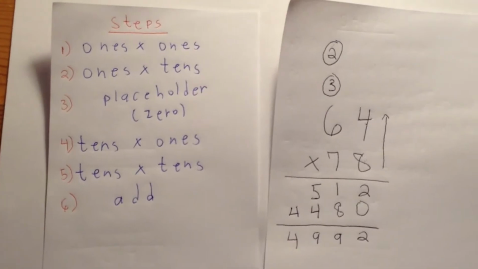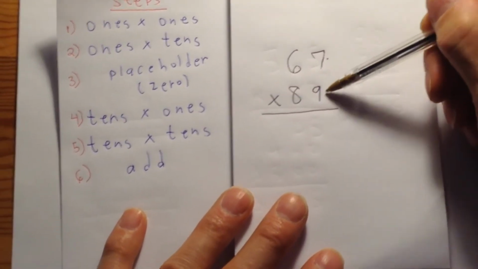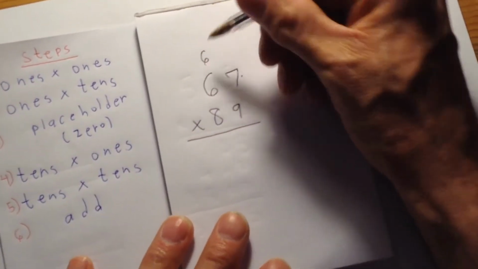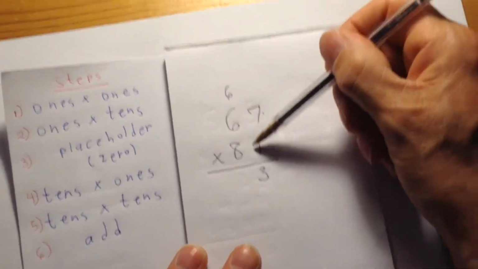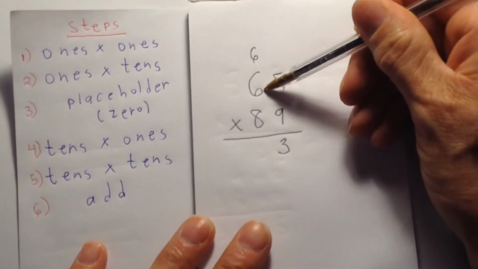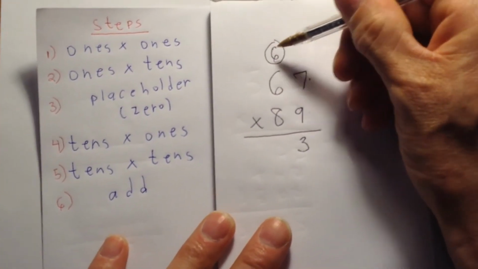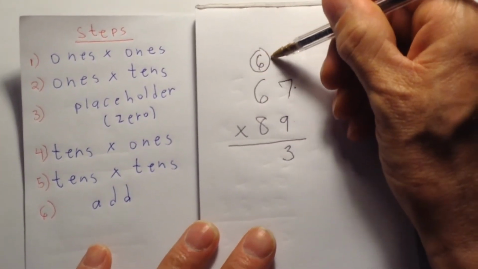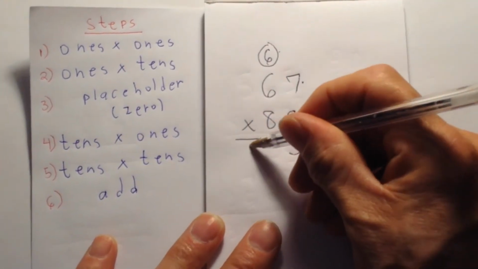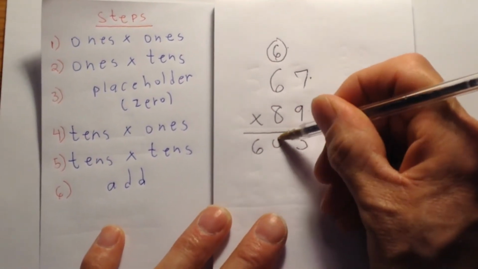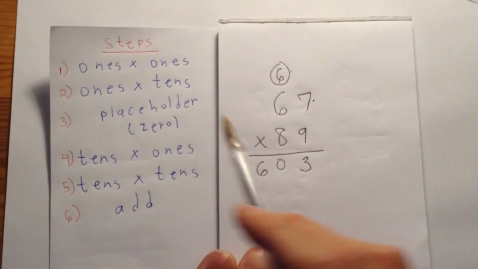Let's try one more. 1s times 1s, 9 times 7 is 63. 1s times 10s, 9 times 6 is 54. And 54 plus 6, 55, 56, 57, 58, 59, 60. It's good to count by ones just to be accurate. Everyone's favorite step is the placeholder.